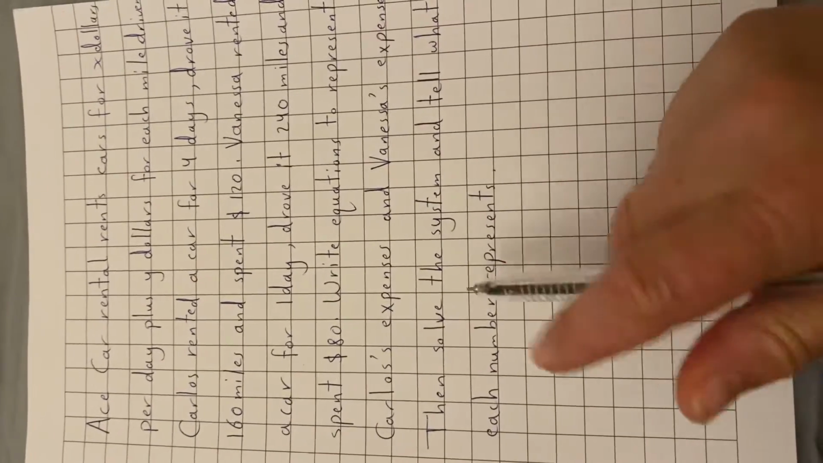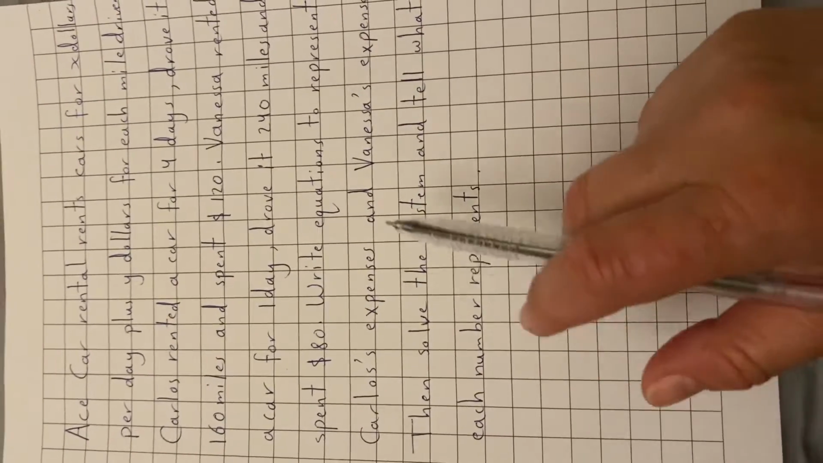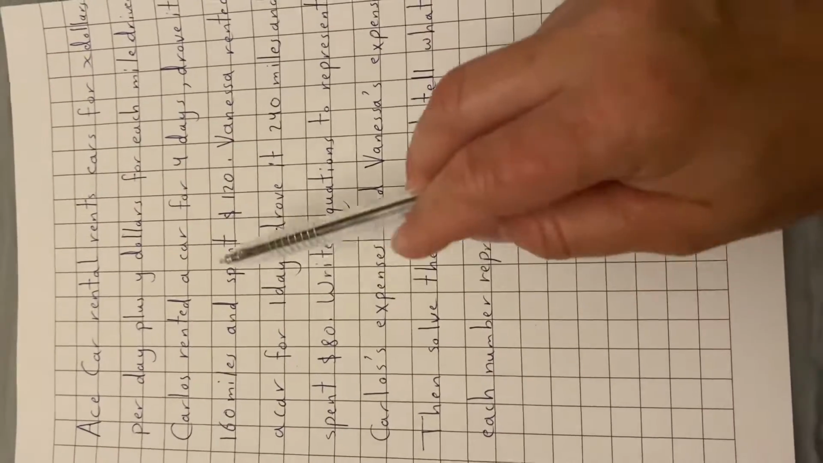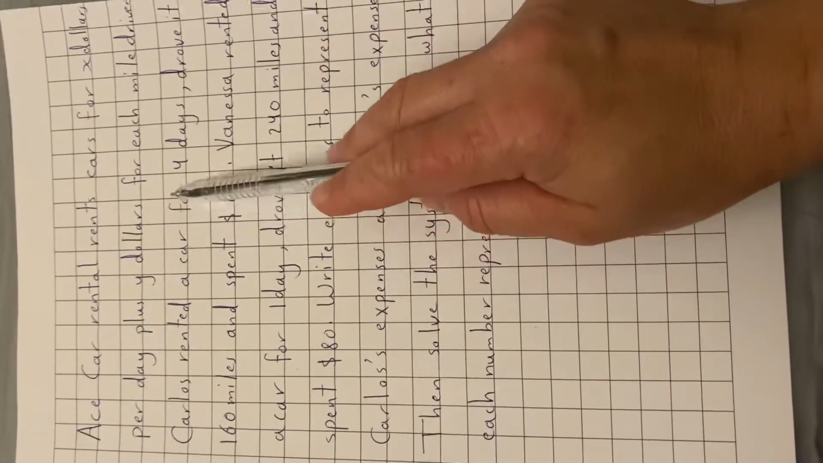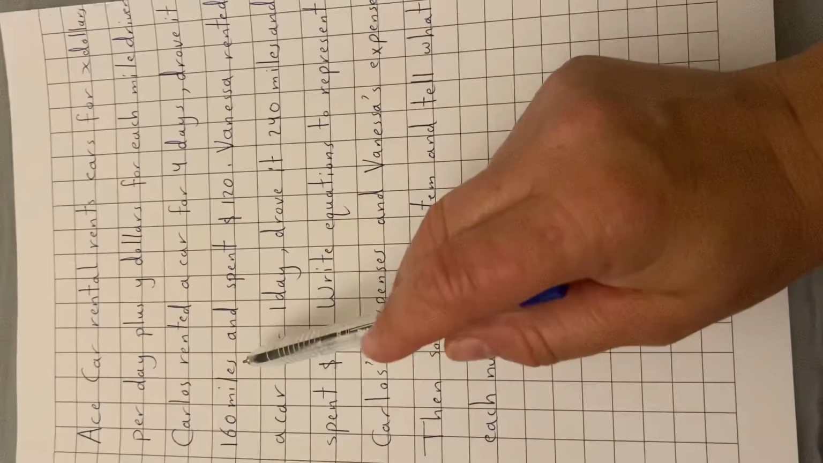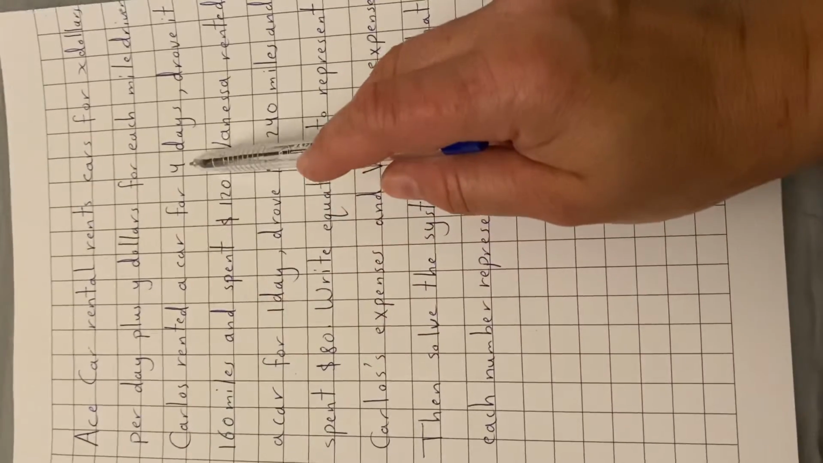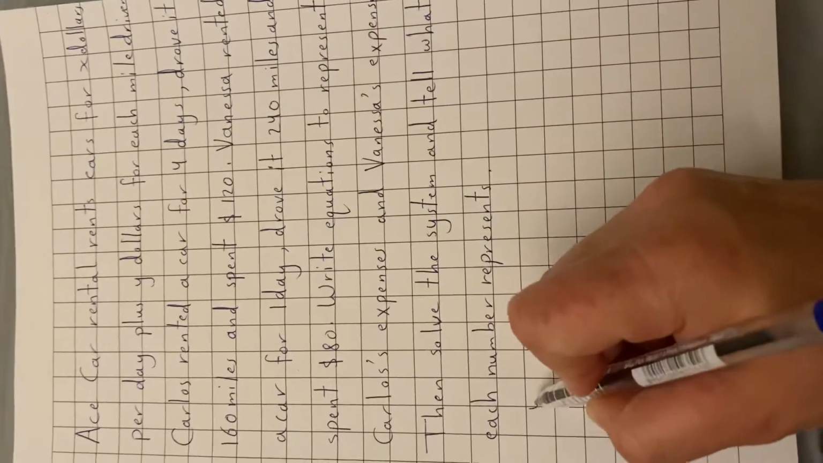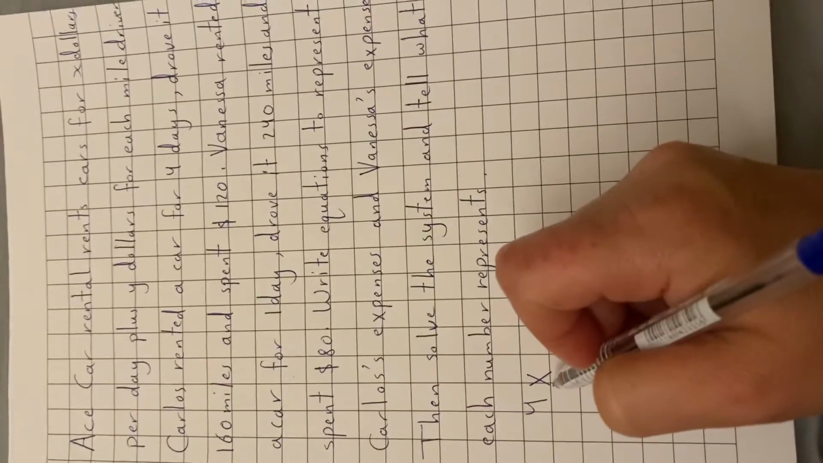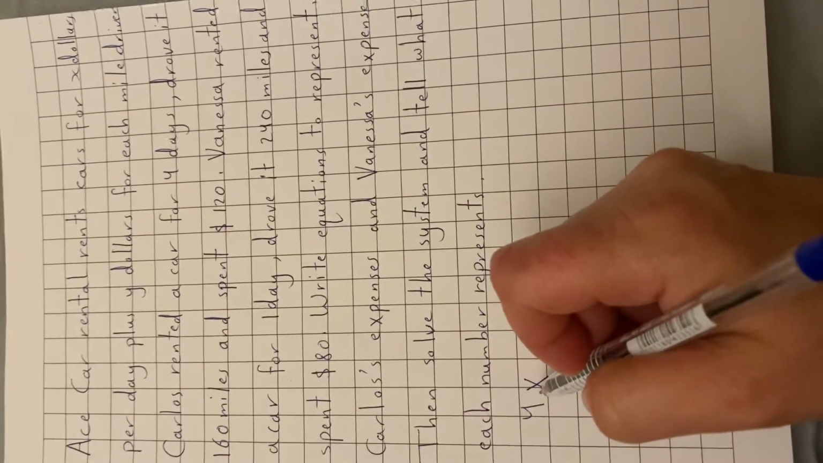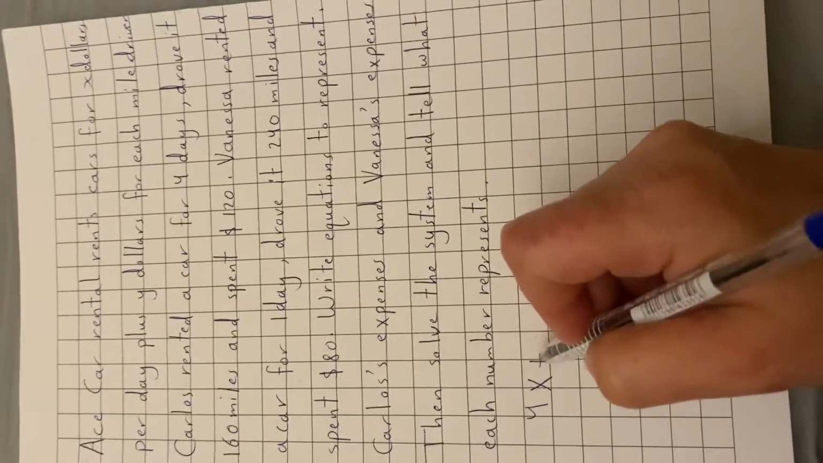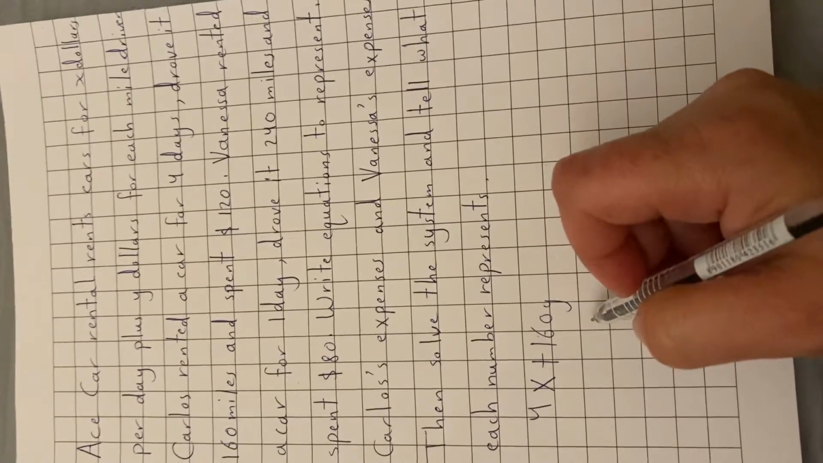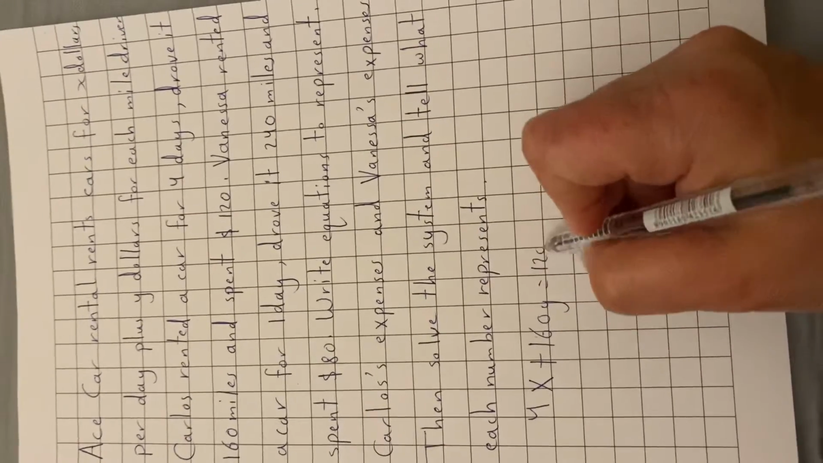I will start by writing the equations here. A's car rents cars for X dollars per day. So X is the dollars per day, plus Y dollars for each mile driven. Now I will start writing the equations by first writing for Carlos. He drove the car for 4 days, which will become 4x. And he drove it for 160 miles, so plus 160y. And he spent $120, so equal to 120.